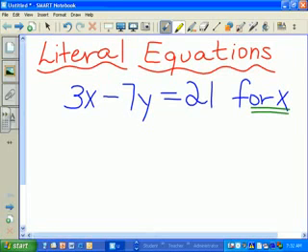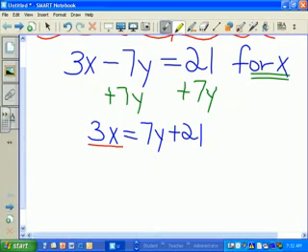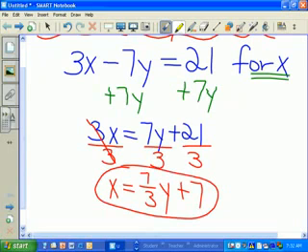So first of all, we want to isolate the 3x. We'll do that by adding 7y to each side, which gives us 3x equals 7y plus 21. And then we'll go through and divide each term by 3 to isolate the x, which was our ultimate goal. Those will cancel. x equals 7/3 y plus 7. And we've just solved this literal for x, so it's not too hard.